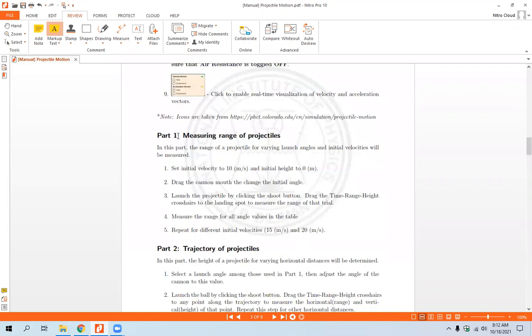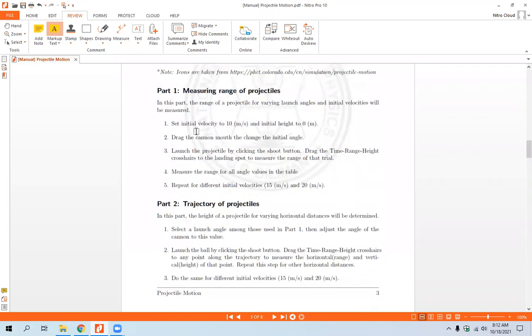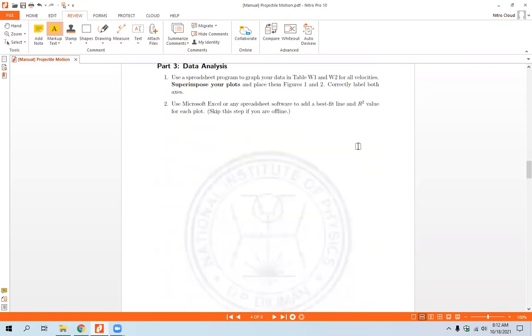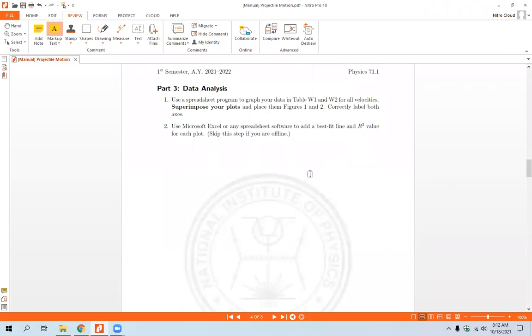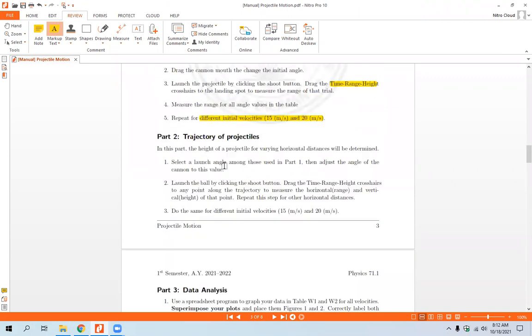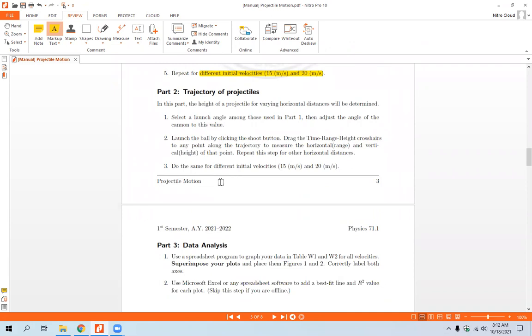So, part 1, part 2, may specific instructions dito. Set V naught to 0 and initial height to 0. So you will drag your cannon mouth to change the initial angle. And you will do various angles for different initial velocities. Ang i-record ninyo, time, range, and height using the crosshair tool. So, ito na yun. Part 2 naman, it's a similar thing. Pakita ko mamaya yung data.